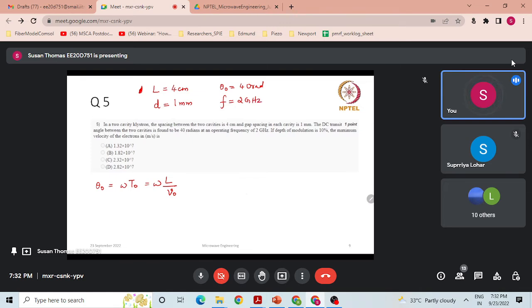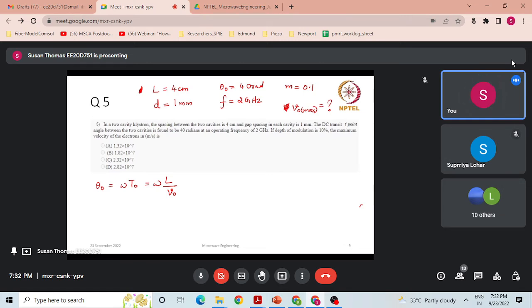Okay, the depth of modulation m is 10 percent, so I can write it as 0.1. The question asks for the maximum velocity of electrons in meters per second. So please remember what is being asked: what is the maximum velocity of electron.